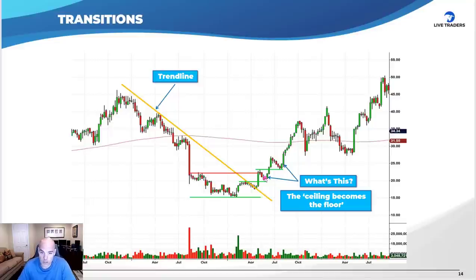The first one is pretty good. The second one is really good. You don't find them this clean, this nice, this early in a transition very often. But this thing is pretty damn good. And then look at the move it made. It went from 24, 25, all the way up to like 37.